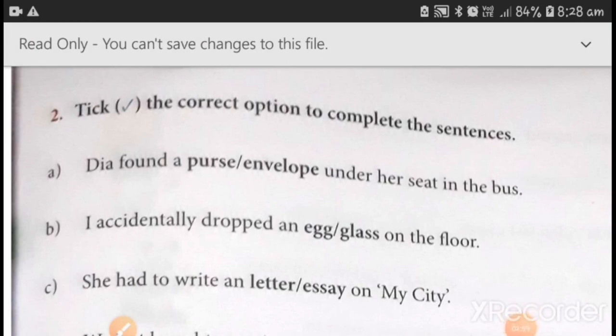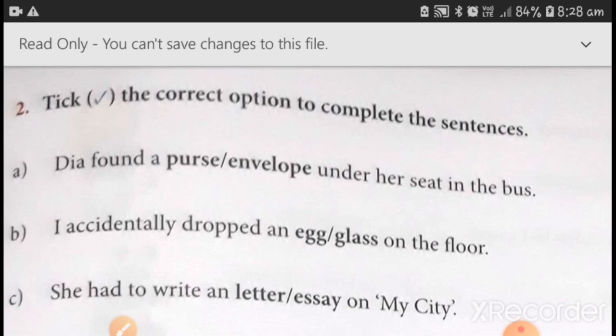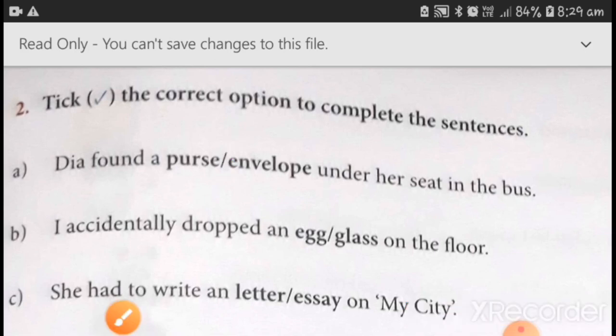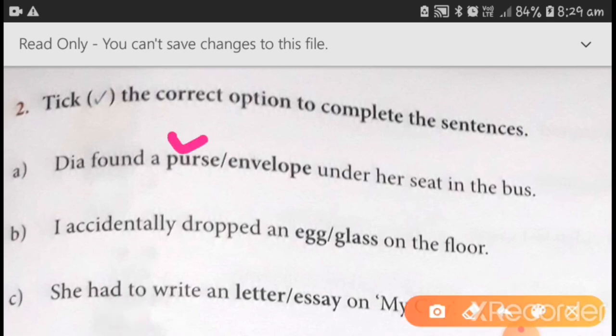Question number 2 is: tick the correct option to complete the sentences. Now you know very well what the answer should be. So, the first is: Dia found a purse or envelope under her seat in the bus. This is called, or we can say, a slash sign. So what should be the answer? The answer should be a purse. Second is: I accidentally dropped an egg or glass on the floor. Yeah, the answer should be an egg.